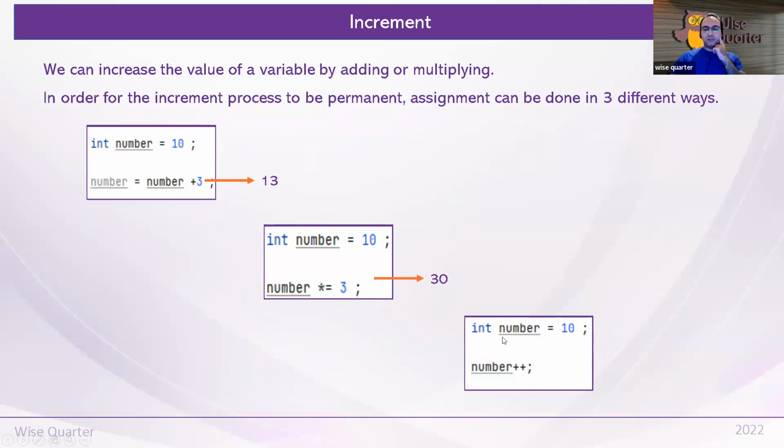Another way to increase the value of a number, you can use plus plus. When you use plus plus, it means plus 1. The number is 10 here, and in this line, it becomes 11. We added 1 to it. That's all. Plus plus means plus 1. It becomes 11. That's all.